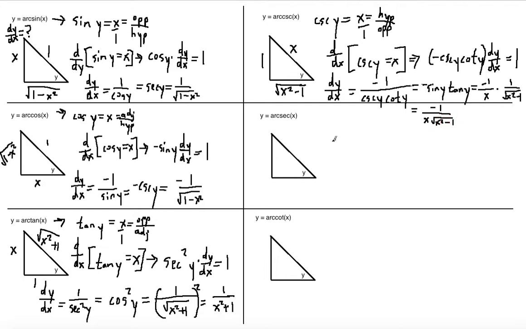For our secant, we'll get something similar. Here, the secant of y is equal to x. This is the same thing as hypotenuse over adjacent. So here goes my hypotenuse, here goes my adjacent. Use Pythagorean theorem to find this third side. Take the derivative of the secant of y equals x.